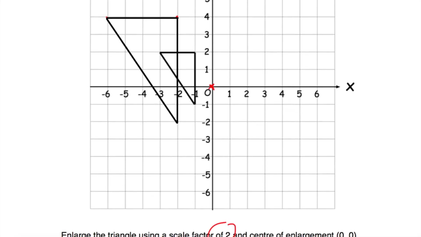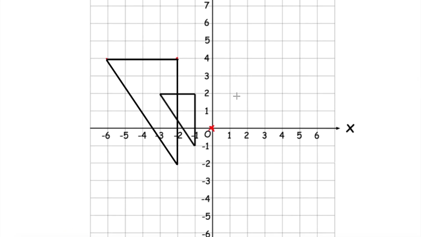And that's it. And do we need to label it? No, that's it. So we've enlarged this triangle by scale factor 2 using the origin, the point 0, 0, as the center of enlargement. Okay, let's look at our next question.